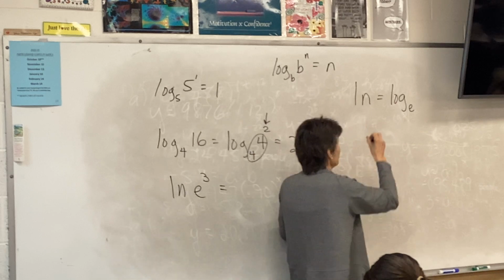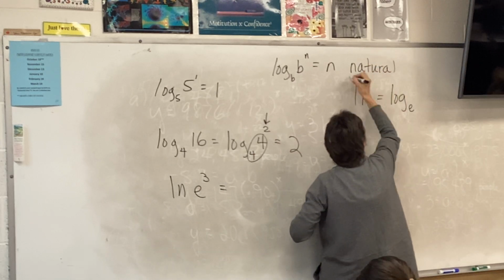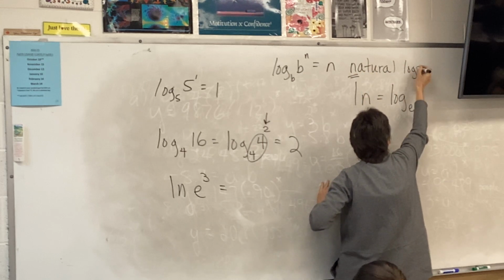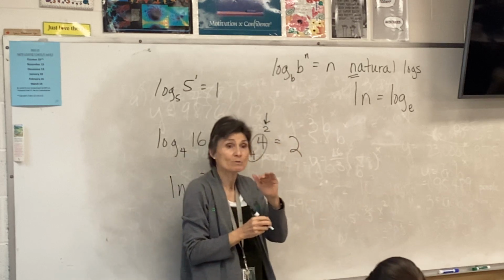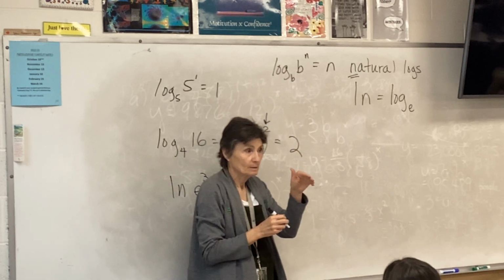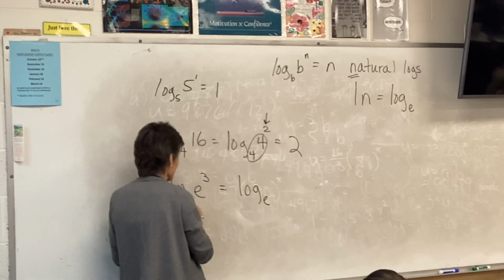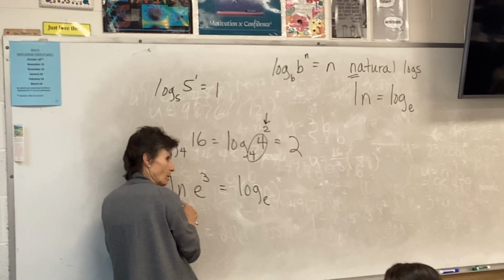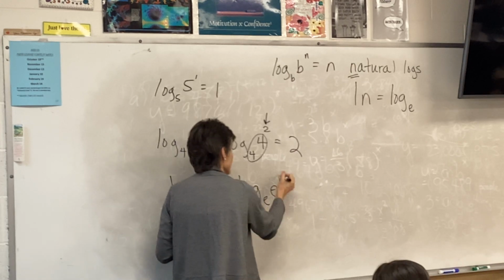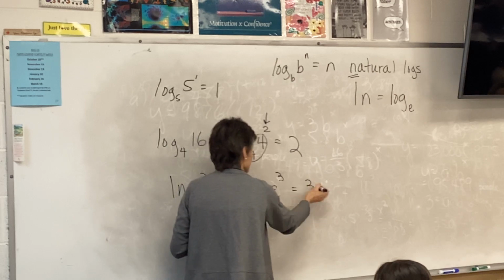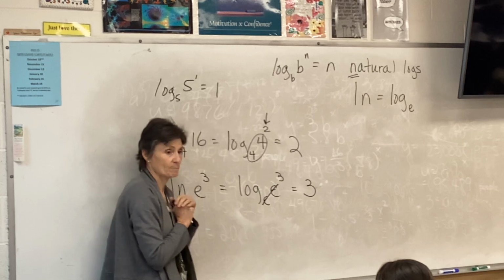And they call it Ln because these are called the natural logarithms. So Ln, the natural logarithms. So anytime you see an Ln, think of it as log base E, because that's what it is. This is the symbol for log base E. So what's log base E of E cubed? 3. Because when these two numbers match, the answer is the exponent.